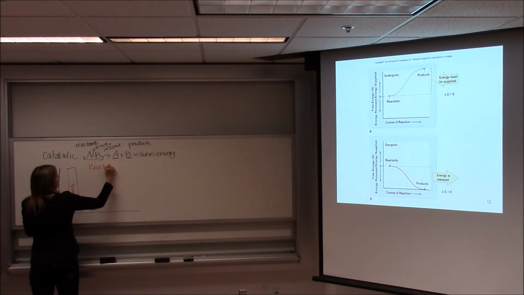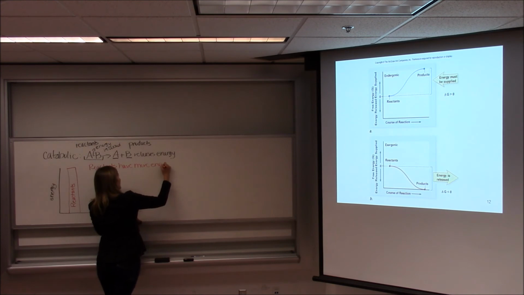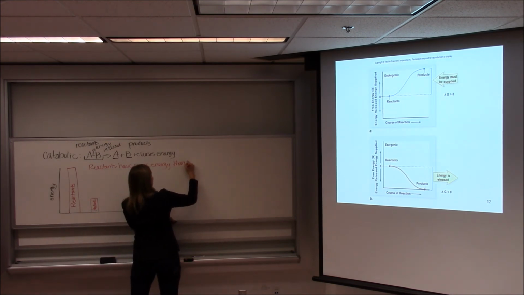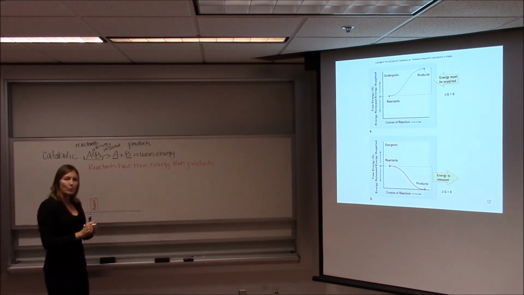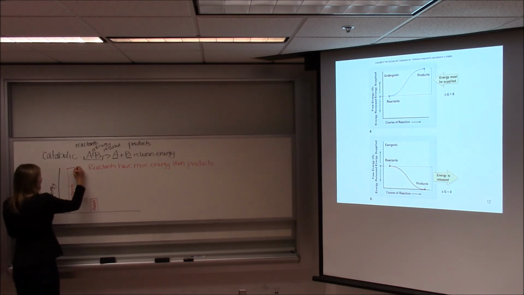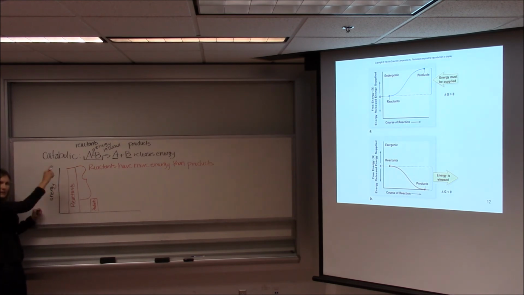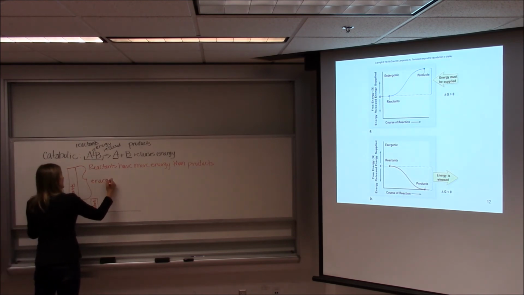So reactants have more energy than the products. That molecule, before that bond is broken, has a lot more energy than the separate A plus B. And that's how energy is released. In fact, the amount of energy released is equal to the difference between those two. The amount of energy released from this reaction equals the difference between the energy contained in those reactants and the energy contained in those products. So this is the amount of energy released.